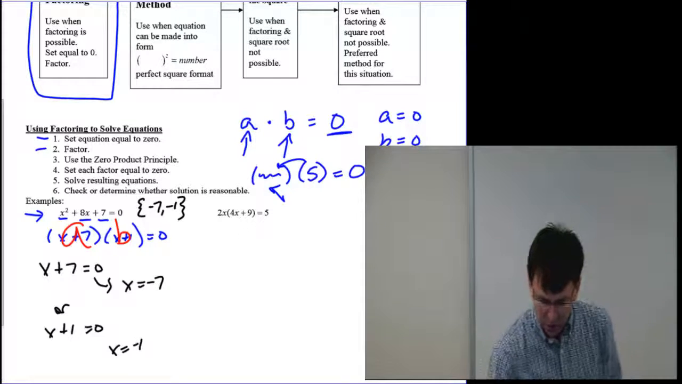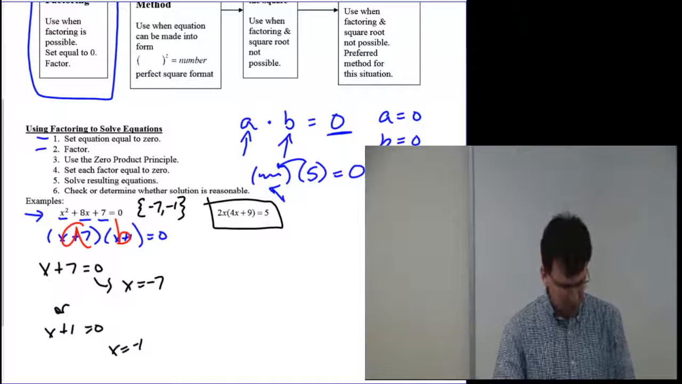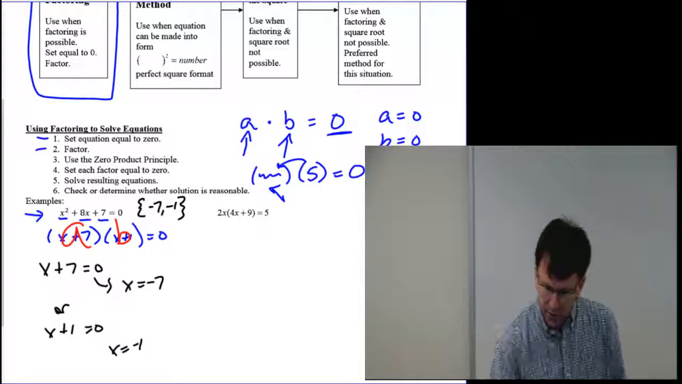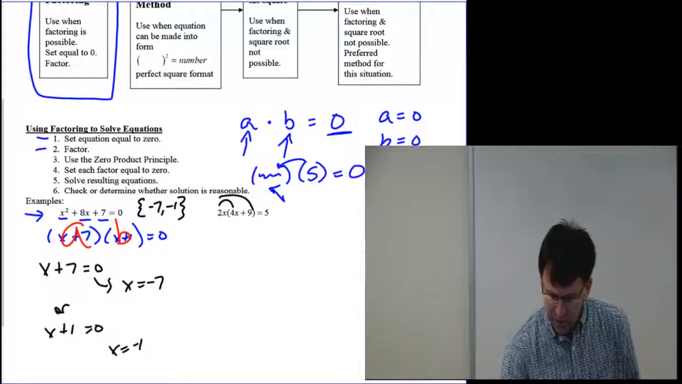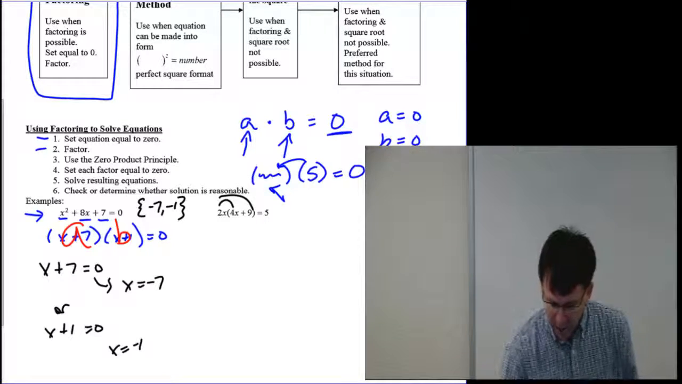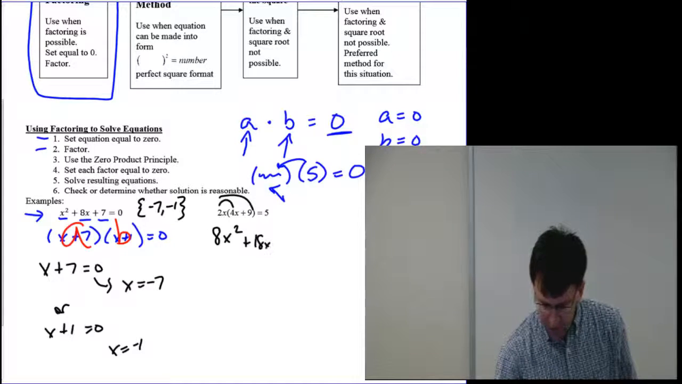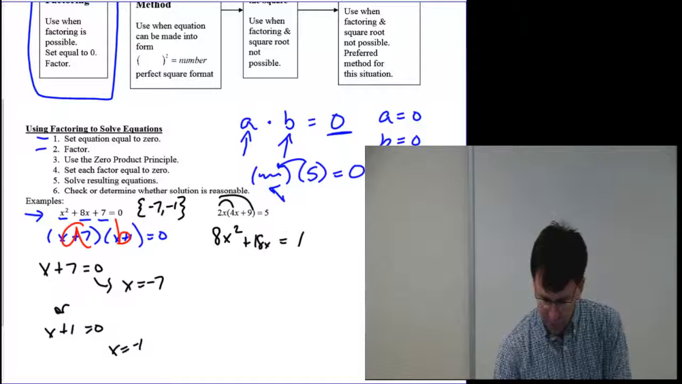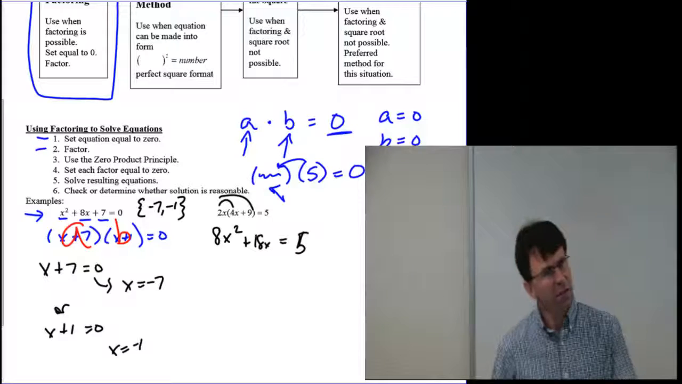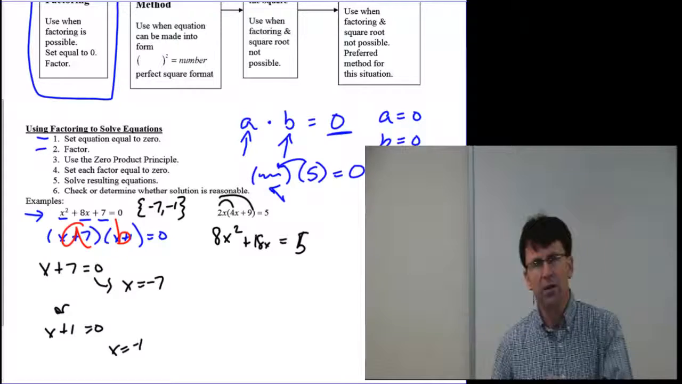Now, the next question right here. The first question I might have is, is that a quadratic equation? Well, no matter what I've got here, I'm going to need to distribute this out and get rid of those parentheses so I can see what I really have. When I distribute that out, I land at 8x squared plus 18x equals 5. Now, is that a quadratic equation? Yes, it is, because I have that x squared.